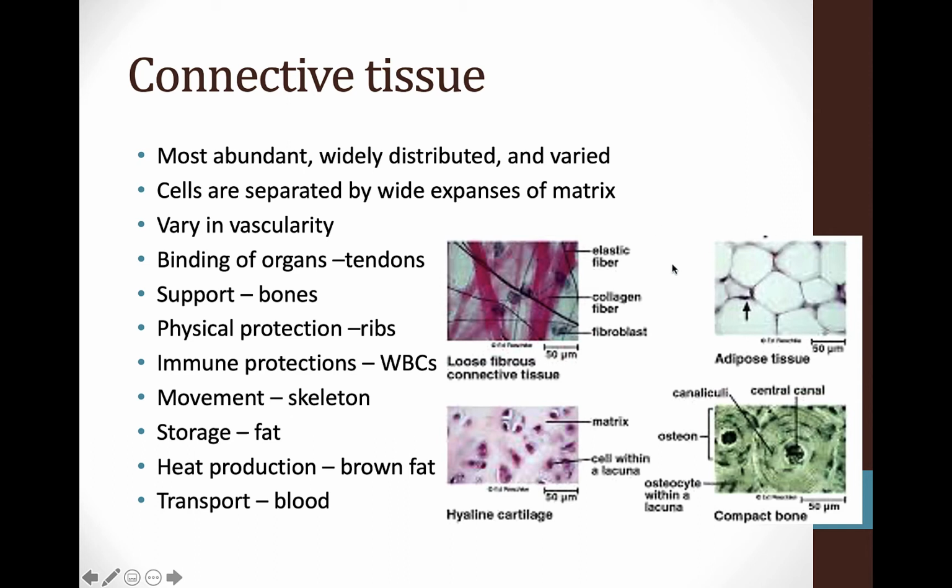Storage, so our big adipose tissues here are going to store energy for later day. Heat protection, we have a type of adipose tissue called brown fat that actually has a high metabolism and it can produce body heat. And then transport throughout our body. So our circulatory system is our massive transport system throughout our body, and your blood is a connective tissue.